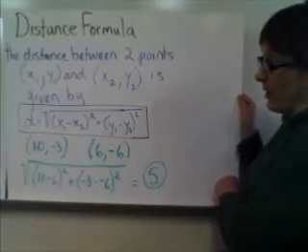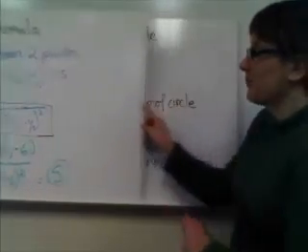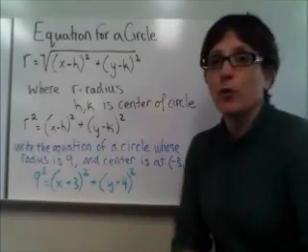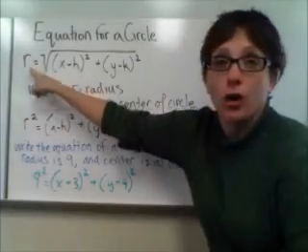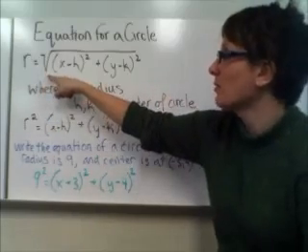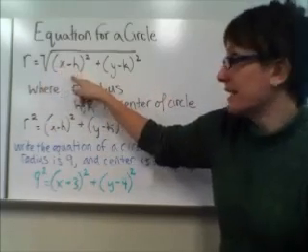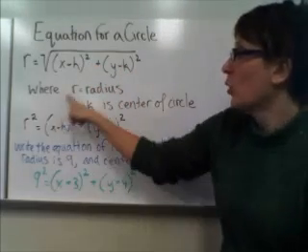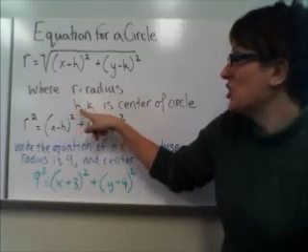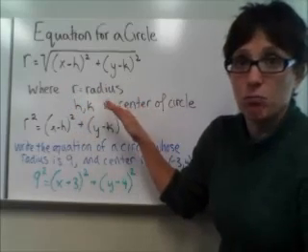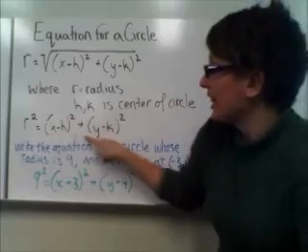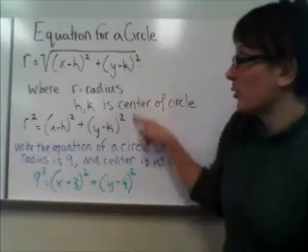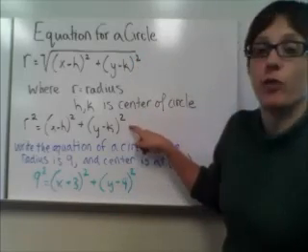Related to distance formula, it should look similar, is the equation for a circle. The equation for a circle is r, or the radius, equals the square root of x minus h squared plus y minus k squared, where r is the radius and hk is the center of the circle. This can be written like this as well. We lose the radical sign and square r. The same equation. In your calculator, they use this form.